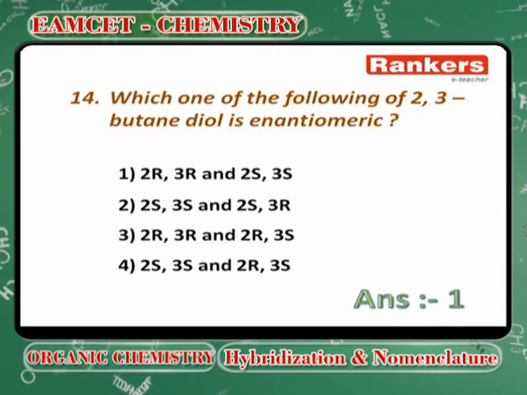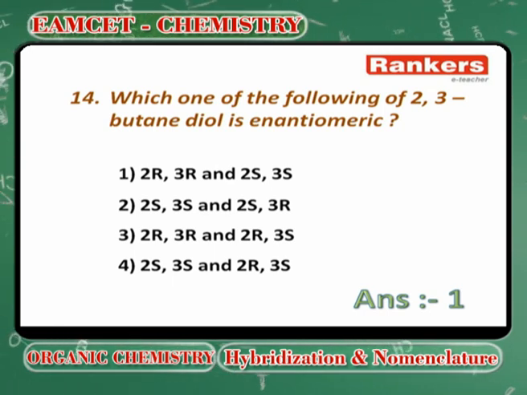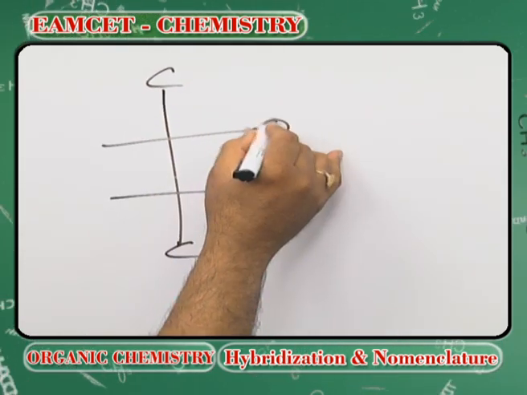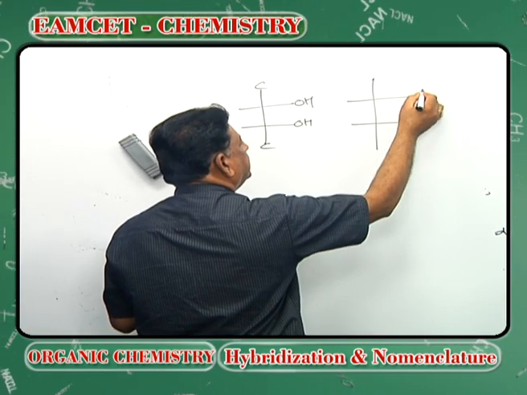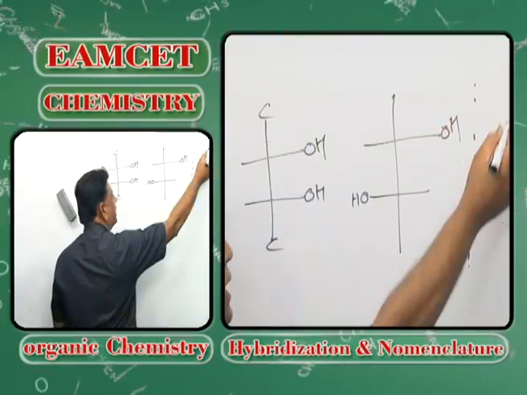which one of the following of 2,3-butane diol is enantiomeric? So, 2,3-butane diol can be two OHs can be like this, or it can be one that side, one this side. If this is the case, we have one more mirror image also.